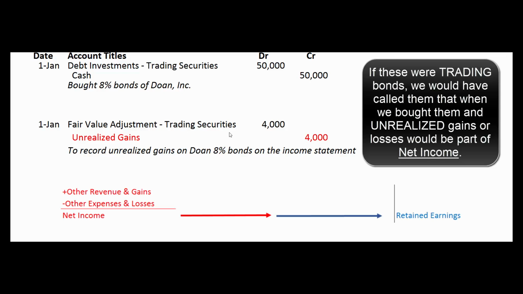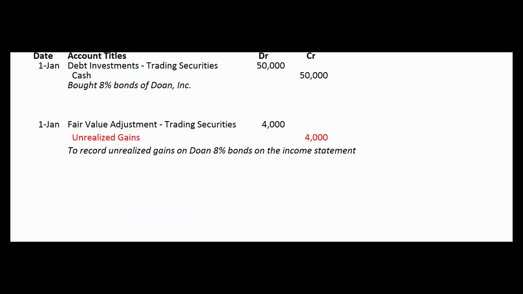If it's a trading security, and if we originally booked these investments as a trading security, we said to the world, we're smart, we're going to buy and sell these things, we're going to make money. We have to put our money where our mouth is. That unrealized gain gets to go on our income statement. Now, if they were available for sale securities, the treatment is a little bit different.